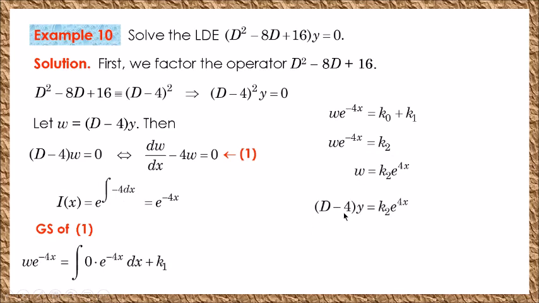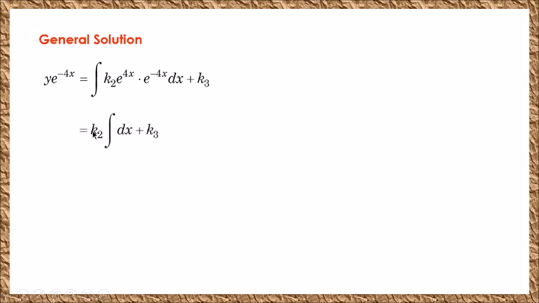But w is D minus 4 applied to y equals k sub 2 e to the 4x. The integrating factor of this is e to the integral of negative 4 dx, so e to the negative 4x. General solution: y e to the negative 4x equals the integral of k sub 2 e to the 4x times e to the negative 4x dx plus k sub 3, equals k sub 2 integral of dx. This is cancelled with e to the negative 4x plus k sub 3. So we have k sub 2 x plus k sub 3.